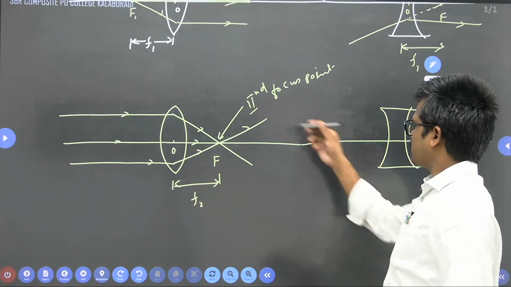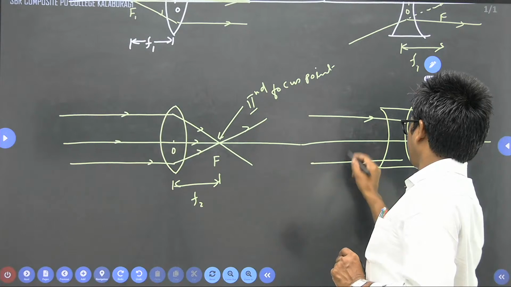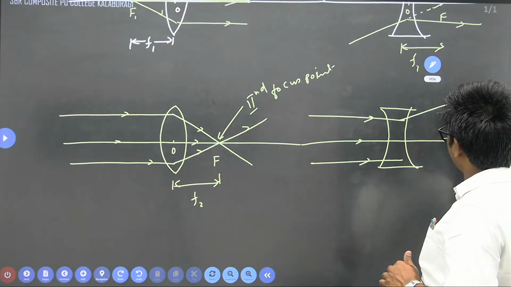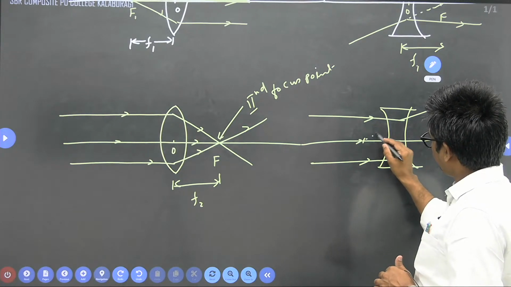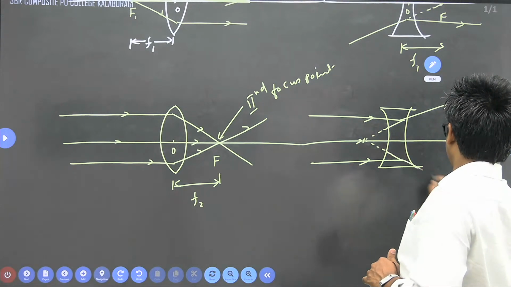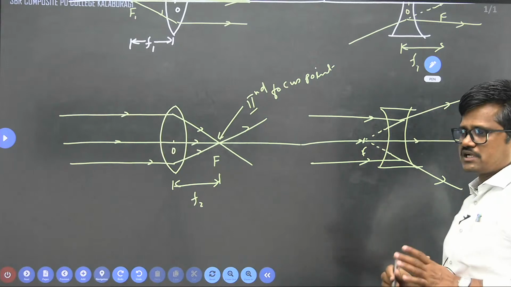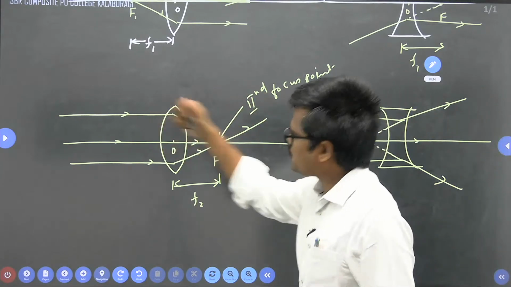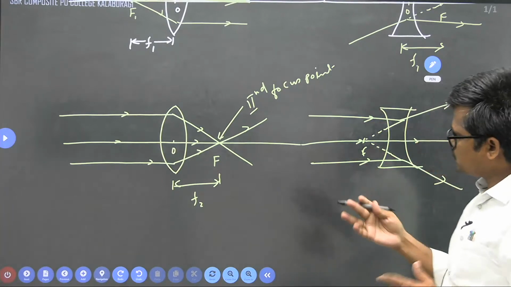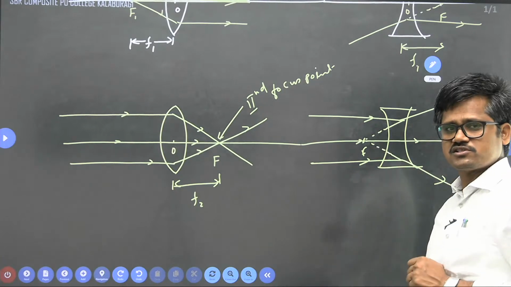Here, let me take the incident rays parallel. What will happen? After refraction, they diverge as if they appear to come from one point. Here also the incident rays are parallel. If incident rays are parallel to the principal axis as well as to each other, after refraction they appear to diverge from one point on the principal axis.